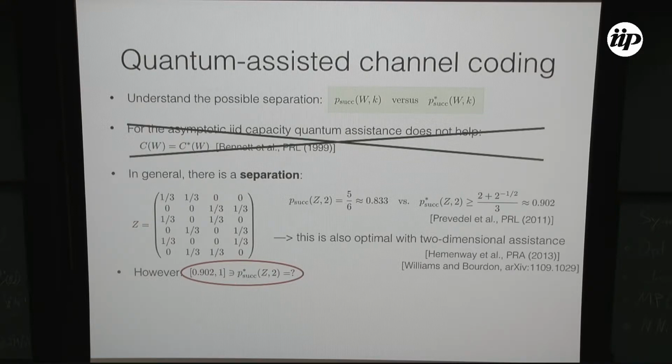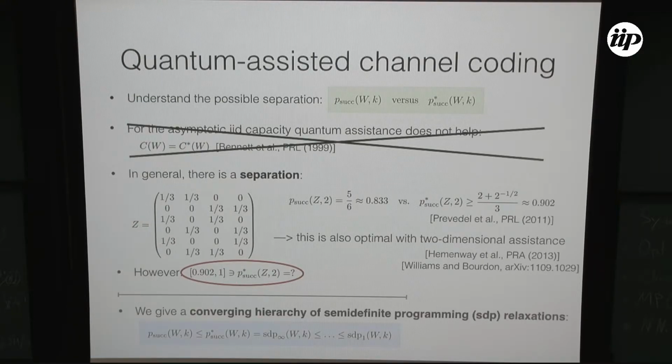Okay, good. So now, of course, we can improve the lower bounds by giving better strategies, right? More refined strategies, looking at higher dimensional assistance, doing something constructive in that sense. But what is hard is to get upper bounds on this p star, right? Because in general, there's no dimension bound on the Hilbert space. So how do you derive upper bounds? And so this is what we do in our work. We give a hierarchy of SDP relaxations that give upper bounds on this value p star.